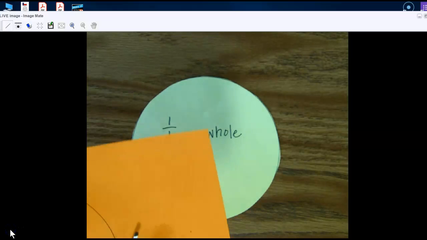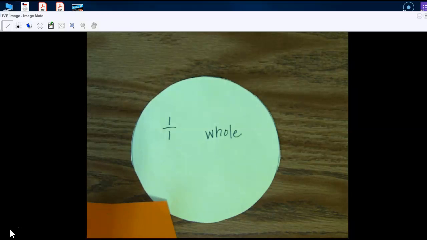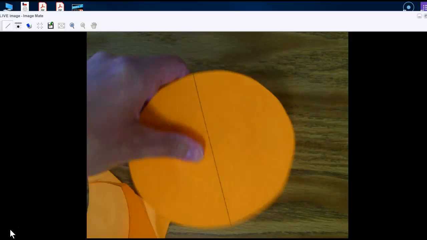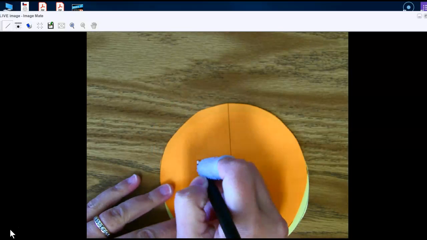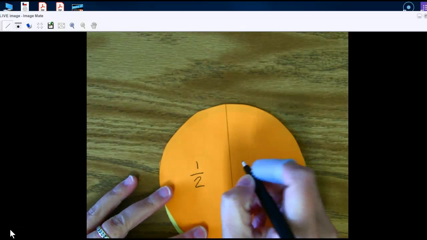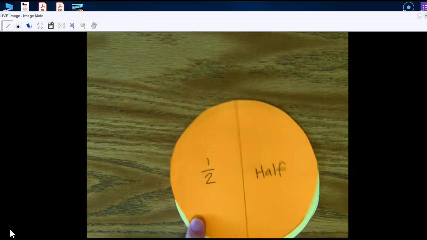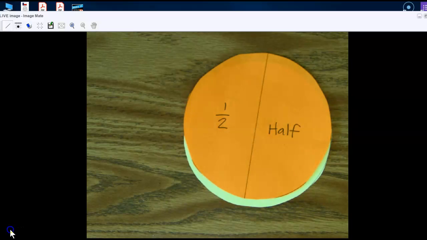Okay, now we're going to cut out the orange circle that's in halves. And we're going to put that on top of the hole. And on one side, we're going to write 1/2, because one of them is a half, right? And we're going to put half as the name. This is a half and this is a half. That's two ways to write half.